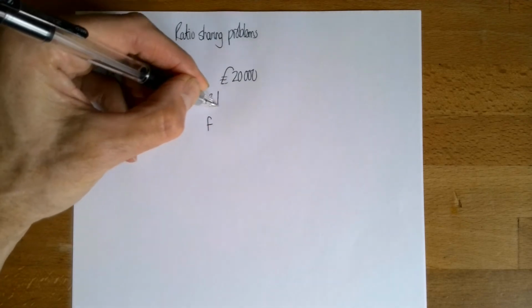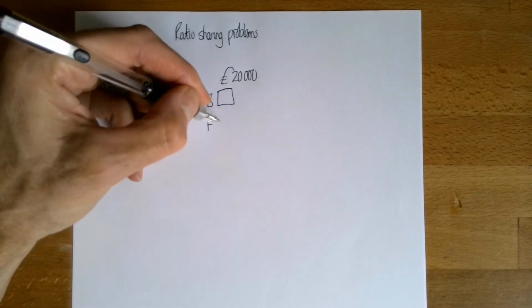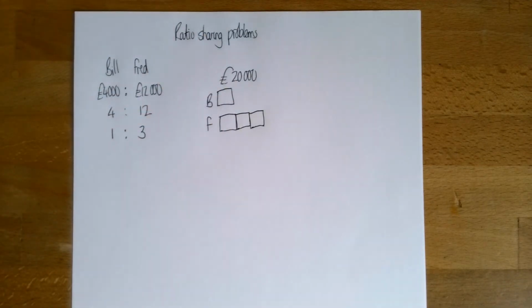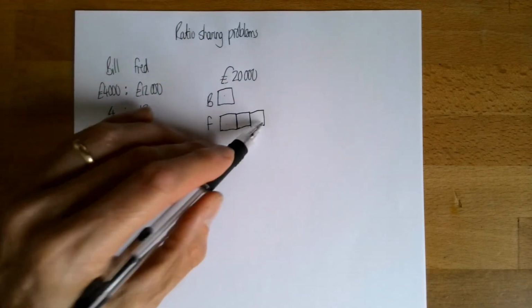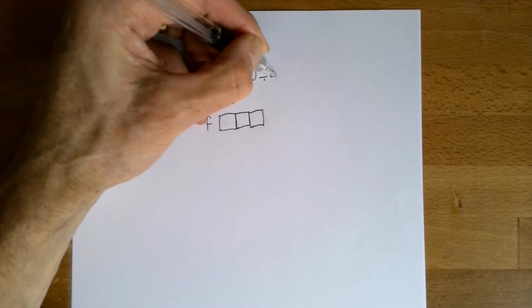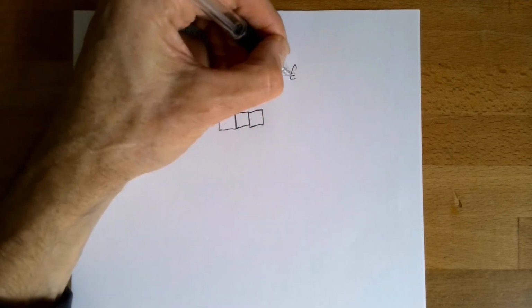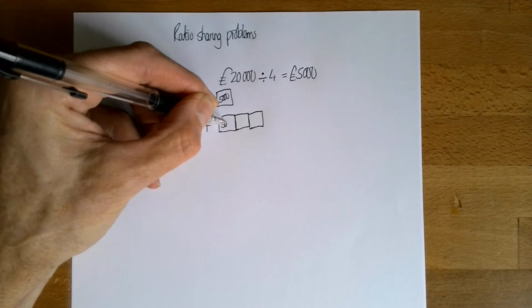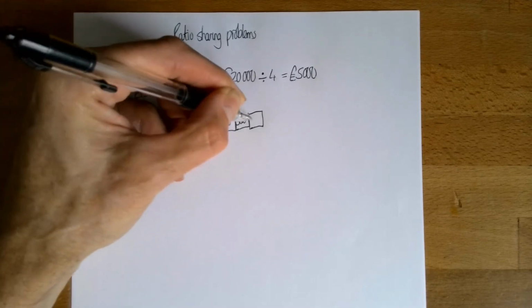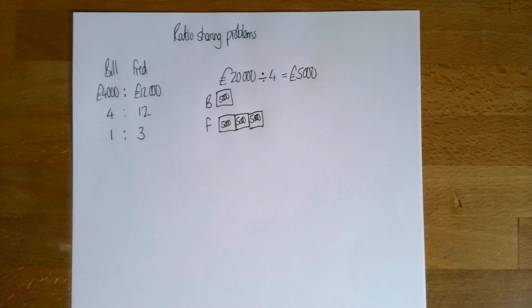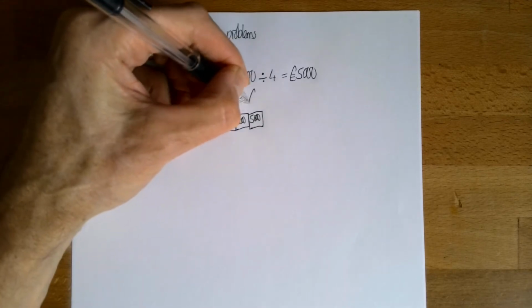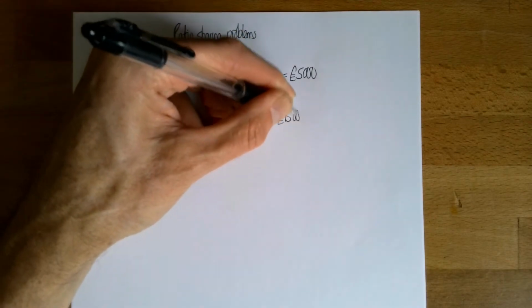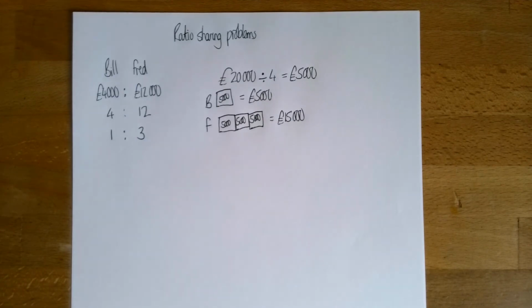So Bill gets 1 share, Fred gets 3 shares. Most important question is how many shares altogether? 1, 2, 3, 4, 4 shares. So we need to say, first of all, let's divide that by 4. So we know each share is £5,000. So this is 5,000, this is 5,000, this is 5,000, and this is 5,000. So we know that Bill gets 5,000 and Fred gets 15,000. So that's the most basic sort of ratio sharing problem.